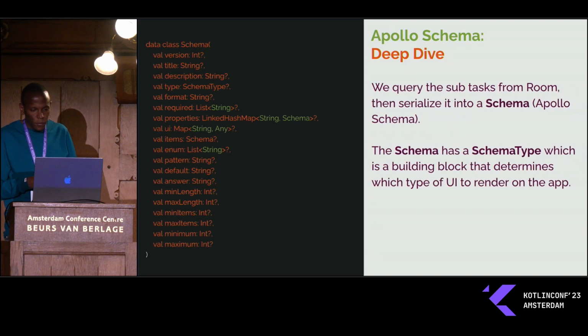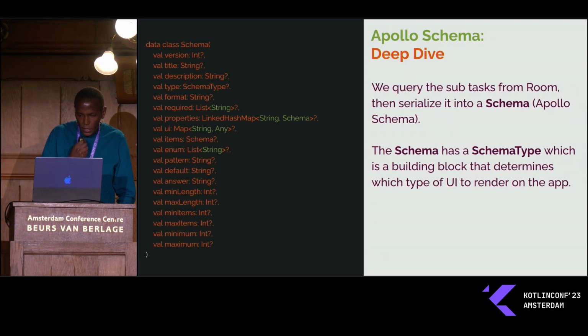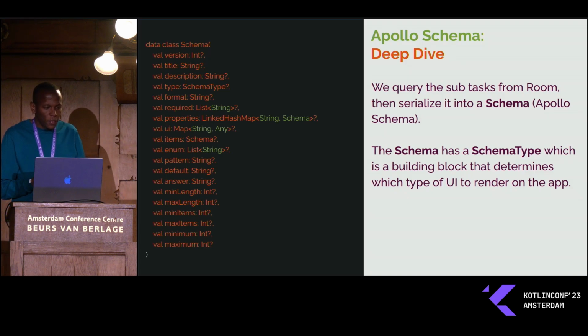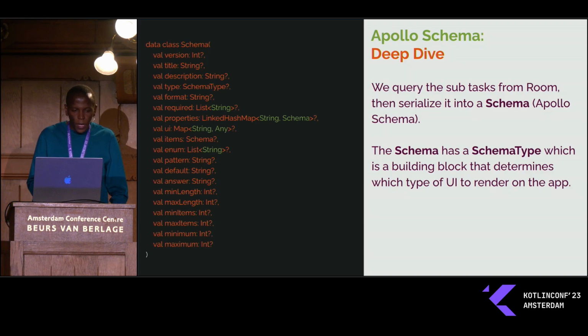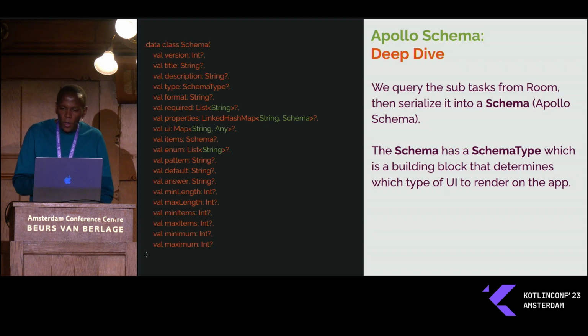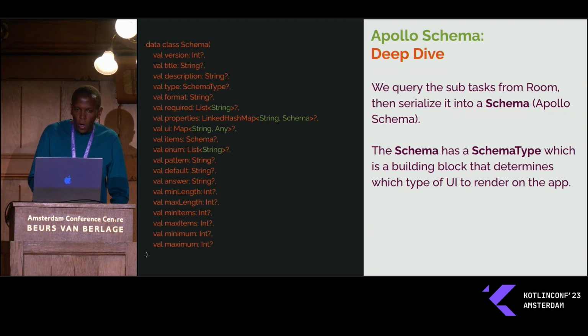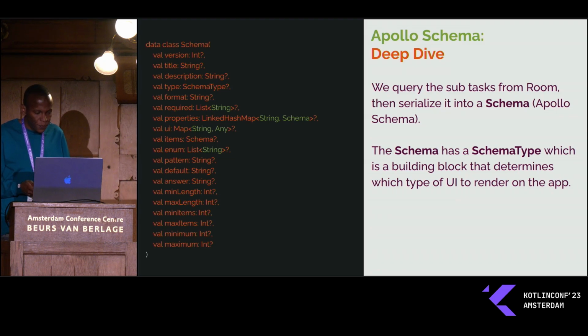Now we have seen the form. How do we represent that in a Kotlin class? We have this Apollo schema, which has all the fields from the form. You can see we have a version, title, description, and all those properties as well. We query this from Room database. Each subtask has a schema, which we query with. We have the schema type, which is like the building block, which helps us to identify which type of UI or which type of field we display.